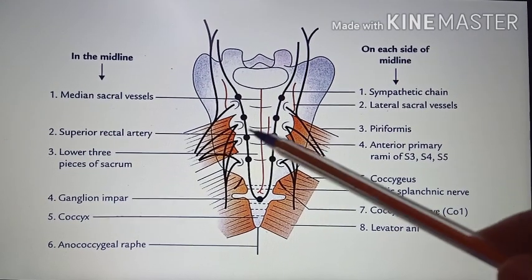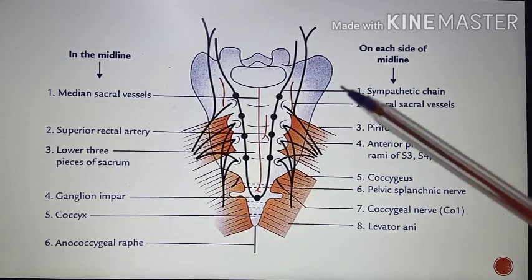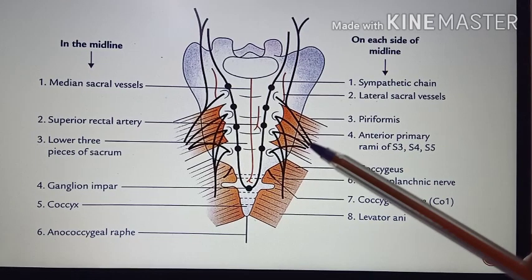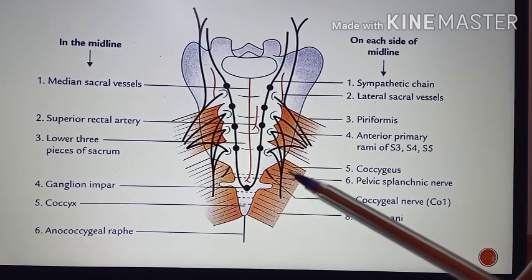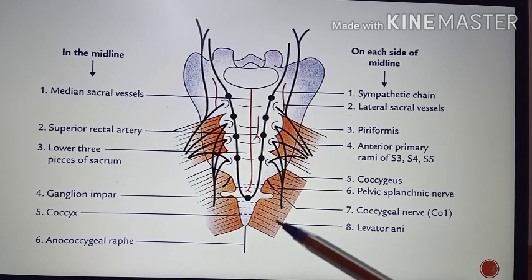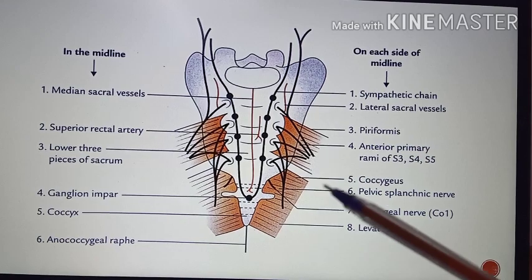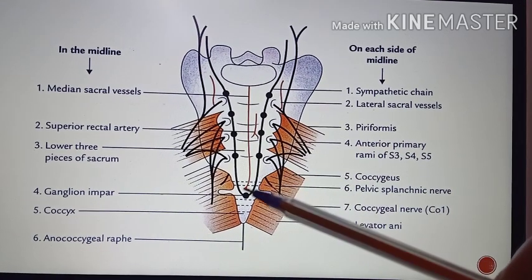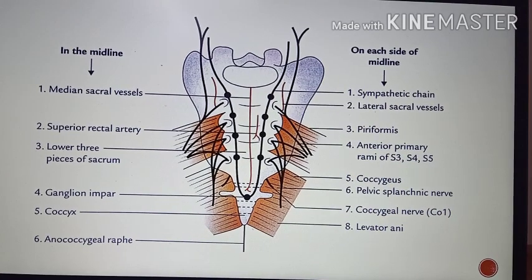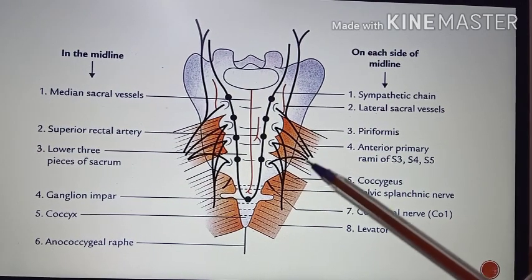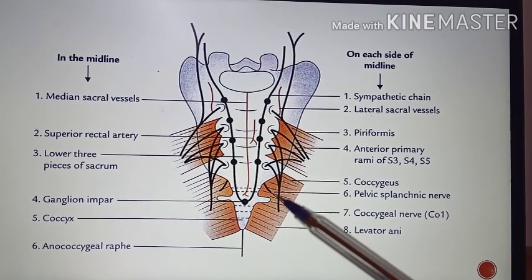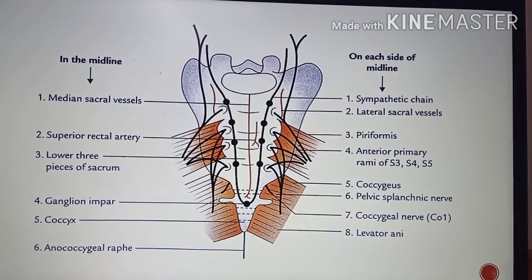On each side of the midline, the rectum is related to the muscles: the piriformis muscle, the coccygeus muscle, and also the levator ani muscle. Then you are having the sympathetic chains. So what is present over here? These are the sympathetic chains. Then the lower part of the sacral plexus, then the pelvic splanchnic nerve, then the lateral sacral vessels.